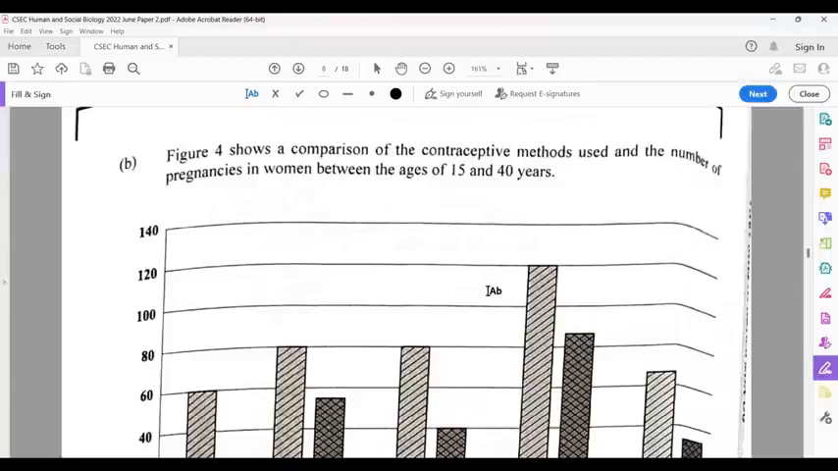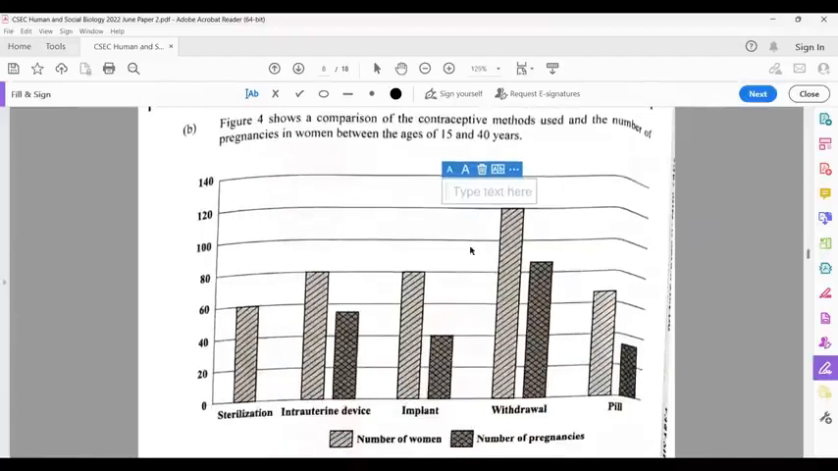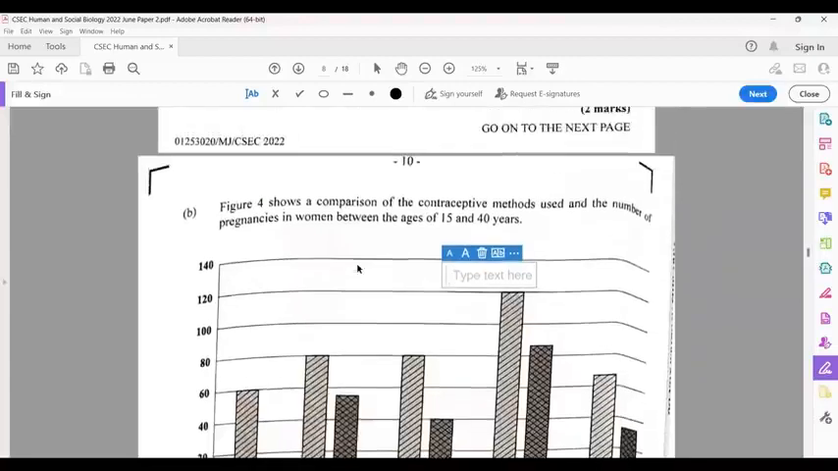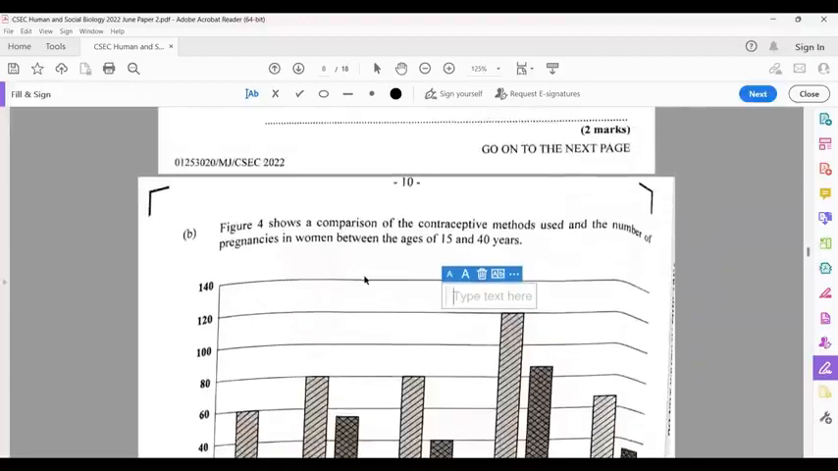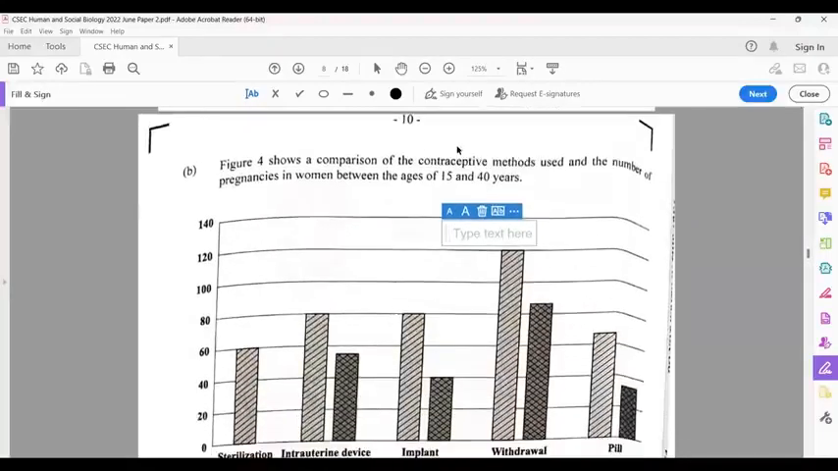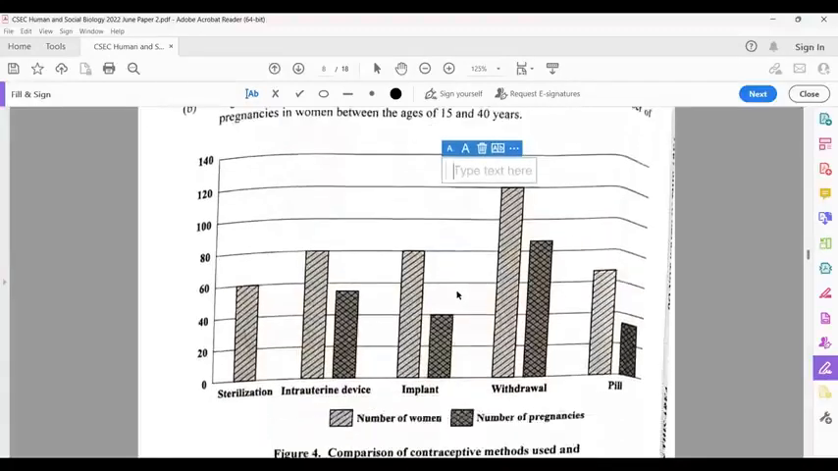Figure 4 shows a comparison of a contraceptive method used and the number of pregnancies in women between the age of 15 and 40, which means they have now veered into reproduction, which is in section B. So they have merged the questions with 2 sections of the syllabus. So section B is now veering into reproduction, particularly the topic of contraceptives in reproduction.